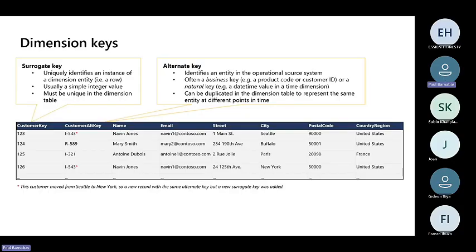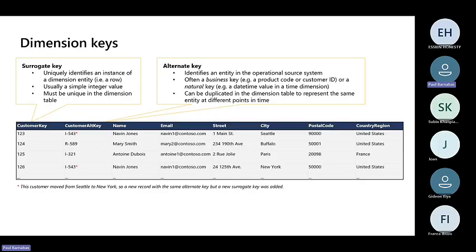This in a way is also referred to as a simple integer value. In this case, it is a unique key. In some cases, this is also just referred to as a dimensional key. Another type of dimensional key is what they call the alternate key. So this identifies an entity in the operational source system.